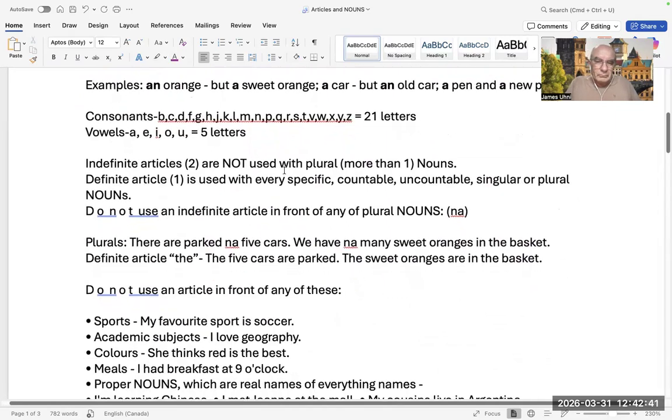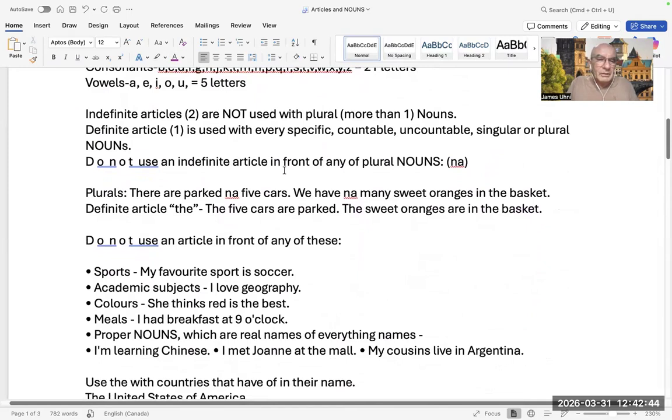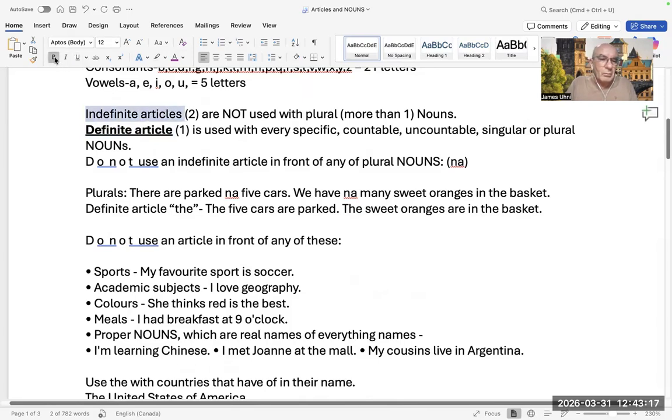Then, here is a little bit talking about indefinite articles are not used with plural nouns. We read that already. Definite articles is used with every specific countable, uncountable, singular, or plural nouns. So this one I will underline and make it bold. Indefinite article. I will only make it bold.